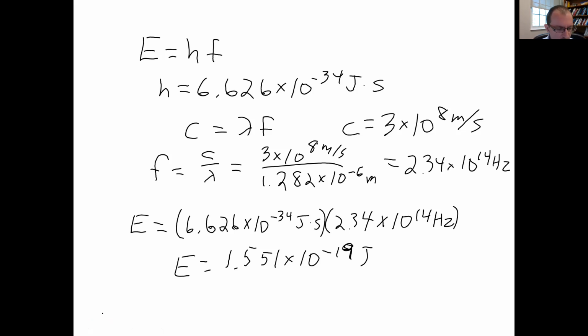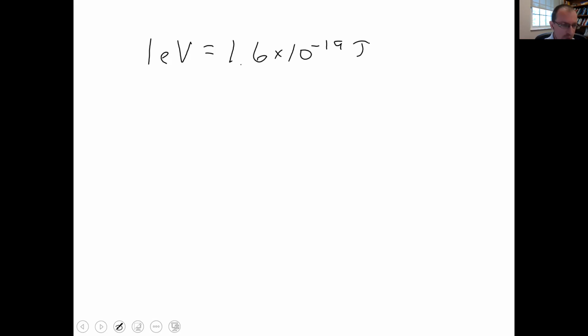Now that's great and all, but that's a number that maybe we could use a different system of units to get a number that's a little easier to work with. All right, so I'm going to introduce a new unit for energy. That unit is the electron volt, the eV, and there is 1 eV for every 1.6 times 10 to the -19 joules.